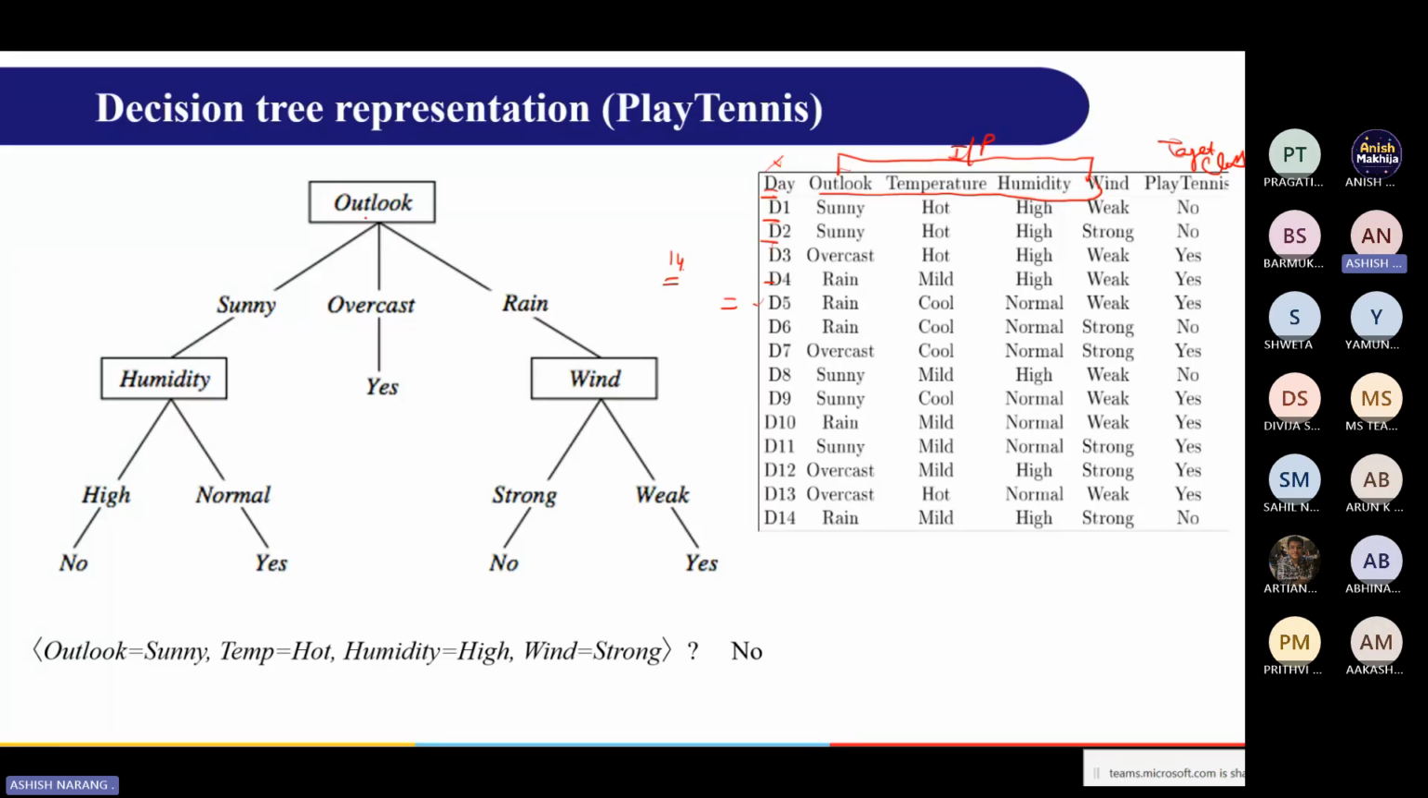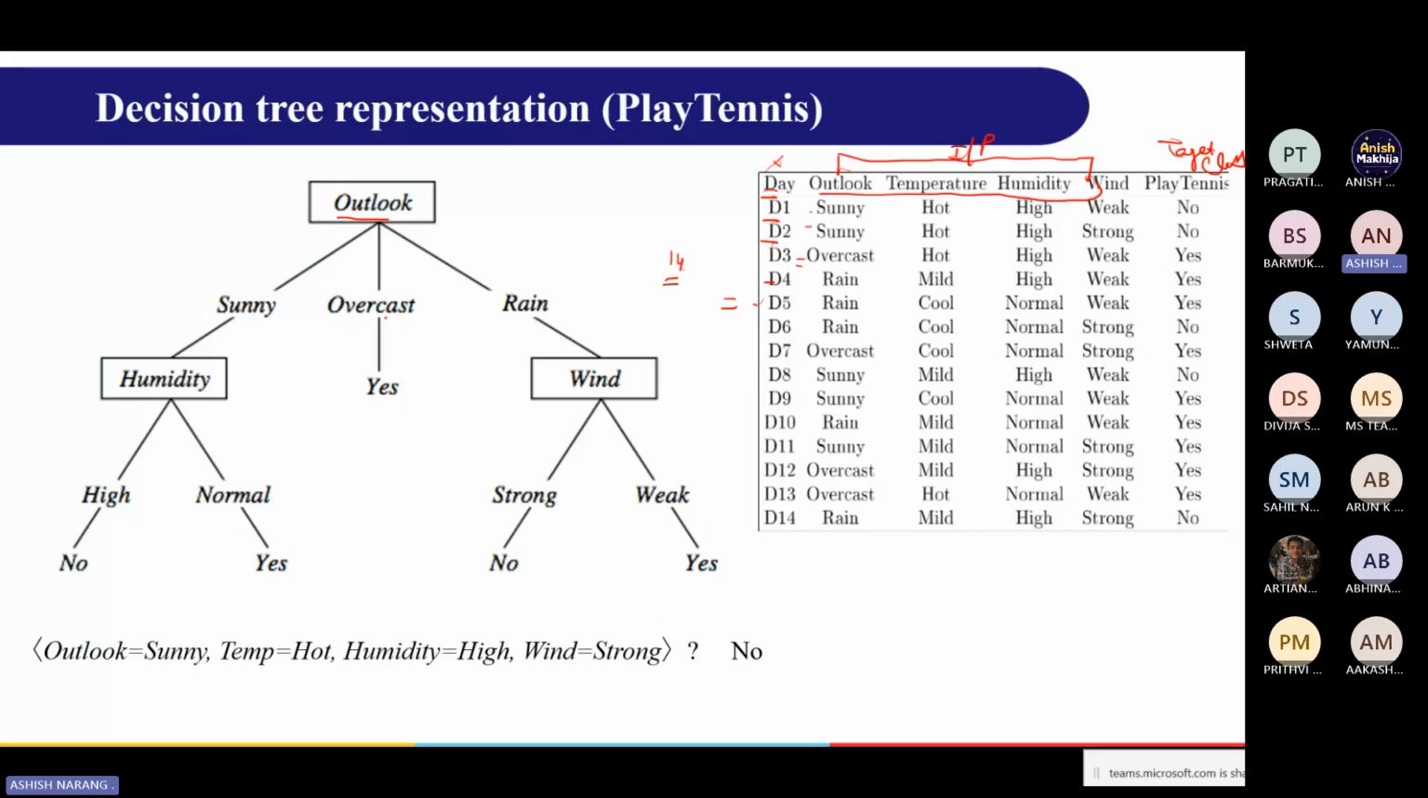When you look at Outlook, how many values can you see in the data set? It's sunny, it's overcast and rain. Can you see any other value within the data set? No, sir. 3 values only. So I'll create 3 branches. When I'm testing Outlook, I'll create 3 branches: sunny, overcast, rain.